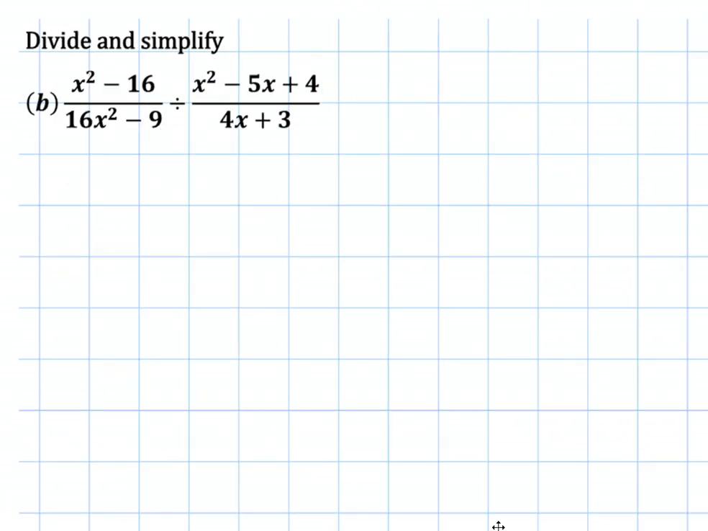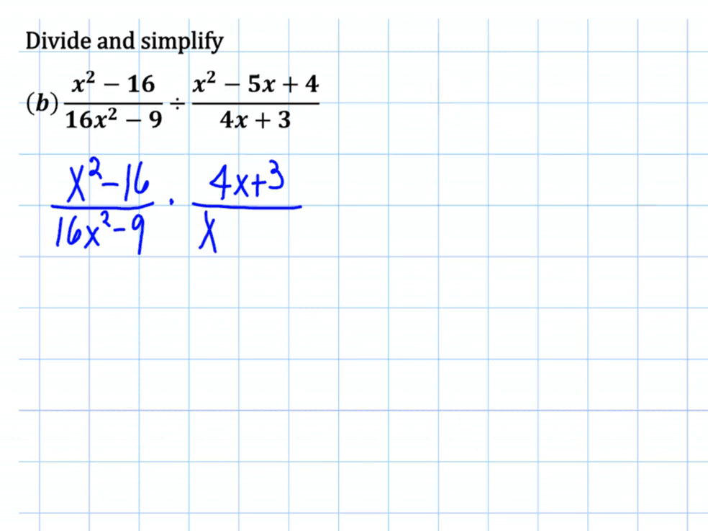Let's look at another example where we're dividing. X squared minus 16, and you can read it for yourself. But we're going to go through the same process and change division to multiplication and take the reciprocal. After that, we'll be ready to simplify by factoring. Again, you could call it same, change, flip.